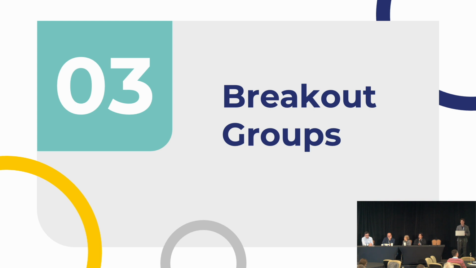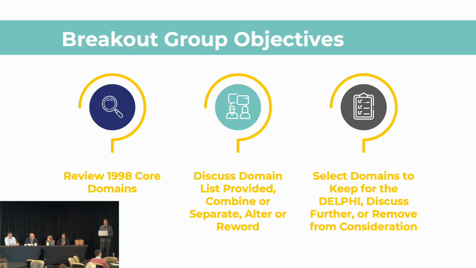Now we're going to start to split into our breakout groups, but first I'll be going over what we'll be doing in each breakout group. To start, each group will review the 1998 core domain set and the continued importance of those domains. Next, each group will be presented with a unique list of domains, so each group has a different set, a subset of the preliminary domains we've just gone through. We will be asking you to first discuss the domains and see if any changes are needed, such as combining ones that are too specific, splitting up ones that are too broad, or altering any domains that you see needing change.